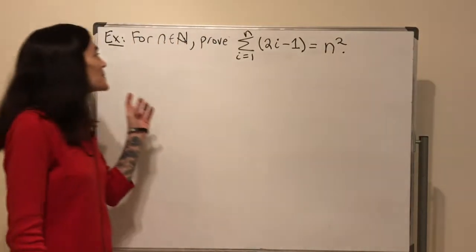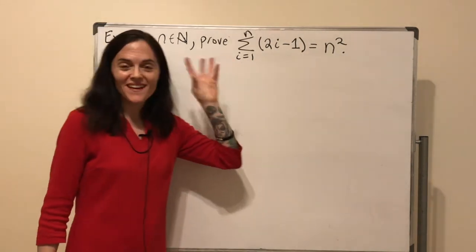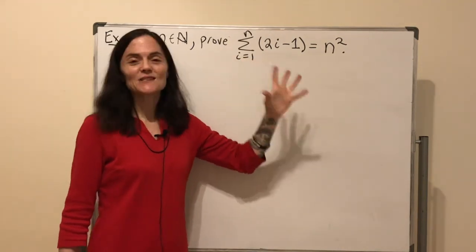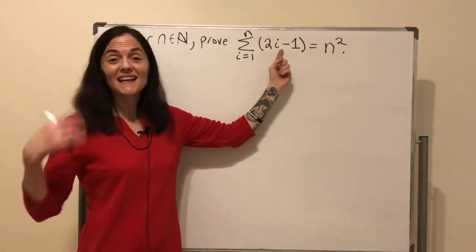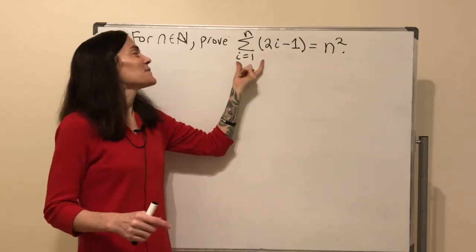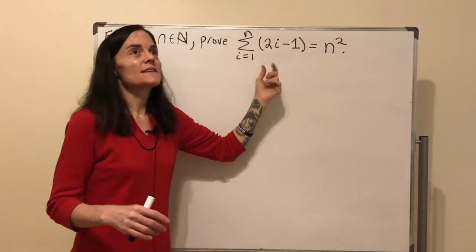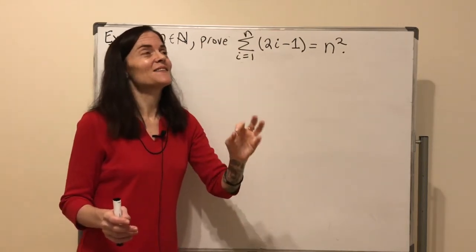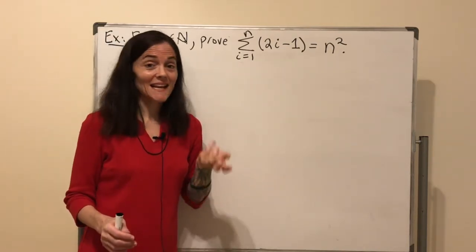Here's my first example. We want to prove for natural numbers n, if we add the sum from i equals 1 to n of 2i minus 1, we get n squared. Now, we can think about what this is saying. When i equals 1, this is 1. When i equals 2, this expression is 3. When i equals 3, this expression is 5. So what this is saying is, if you add the first n positive odd integers, we get n squared. That's what this equation is saying.